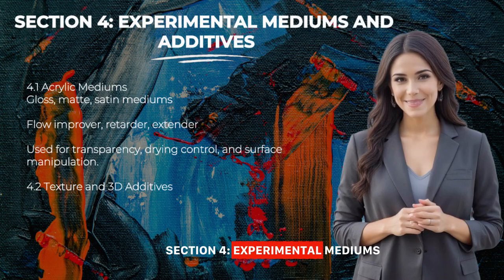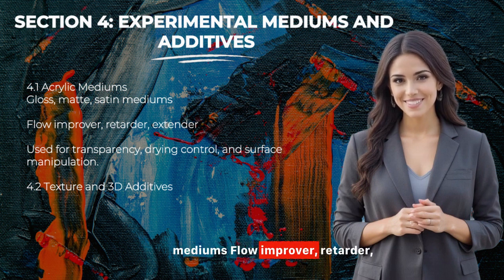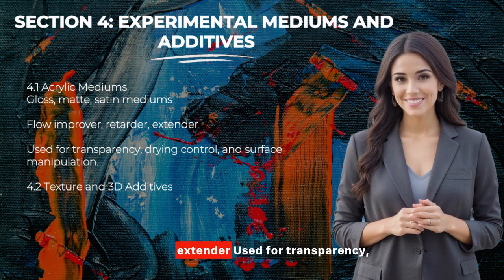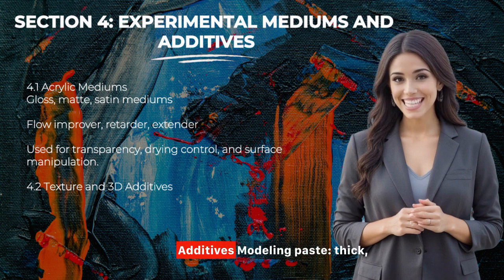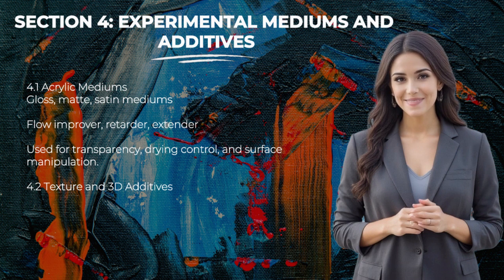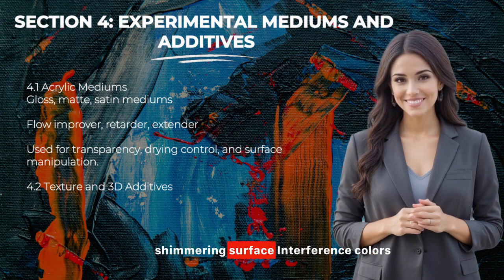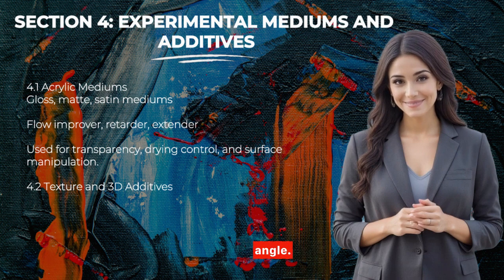Section 4. Experimental mediums and additives. 4.1 Acrylic mediums: gloss, matte, satin mediums, flow improver, retarder, extender, used for transparency, drying control, and surface manipulation. 4.2 Texture and 3D additives: modeling paste, thick opaque sculptural glass beads, reflective surfaces, crackle paste, aged weathered effect. 4.3 Interference and iridescent effects: addition of mica pigments for shimmering surface, interference colors that shift with light angle.